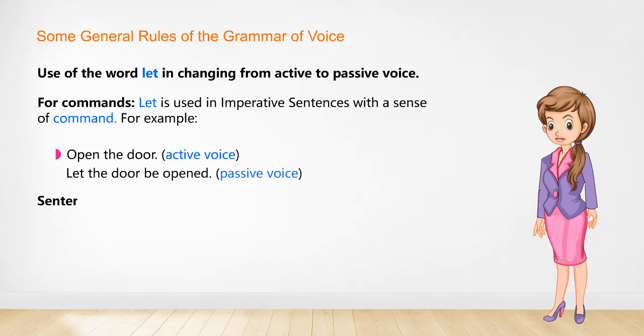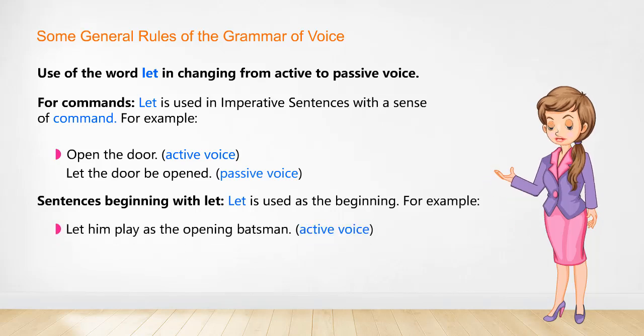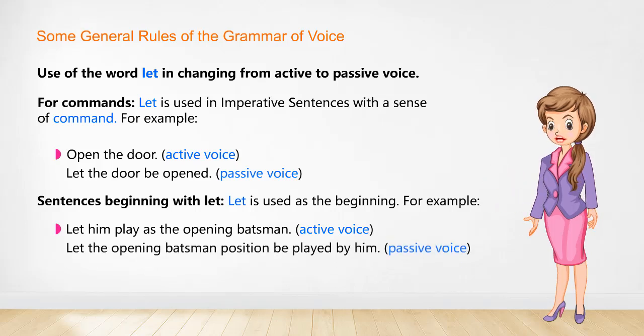Sentences beginning with let. Let is used as the beginning. For example, let him play as the opening batsman. Active voice. Let the opening batsman position be played by him. Passive voice.